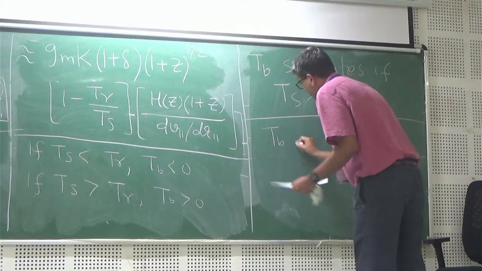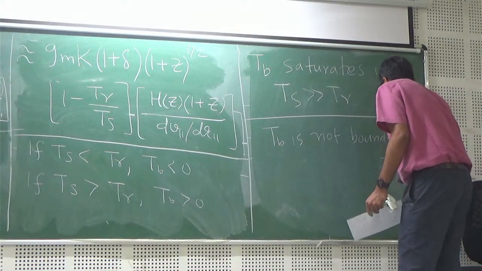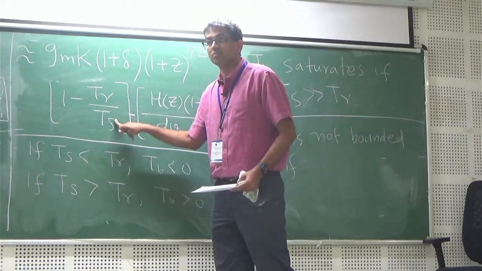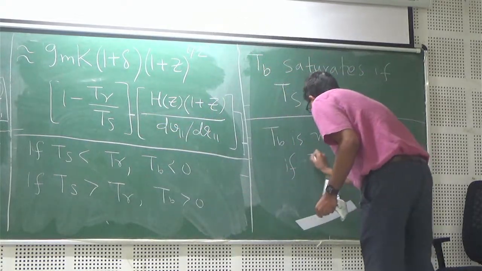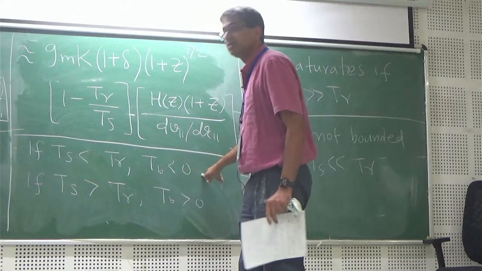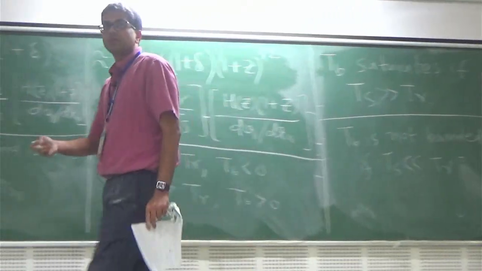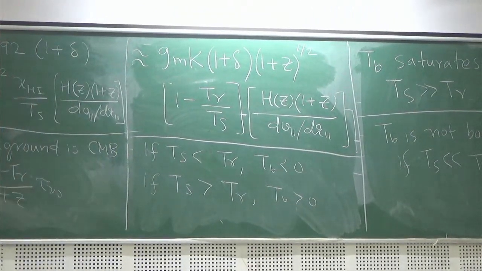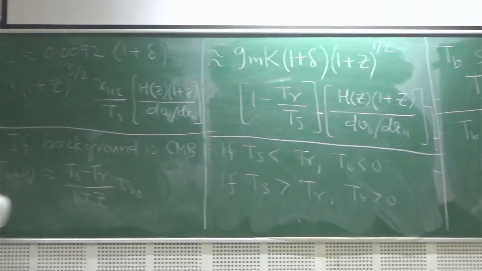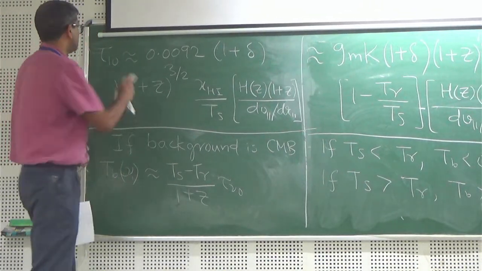So TB is not bounded if Ts is very small. If Ts is small, you have an absorption signal, as I wrote here. However, the magnitude of that signal is not bounded. Indeed, some of you might be familiar with the millicharged dark matter cooling papers, where the Ts can keep going as small as the model permits, and then as Ts goes down, the delta Tb also keeps going.